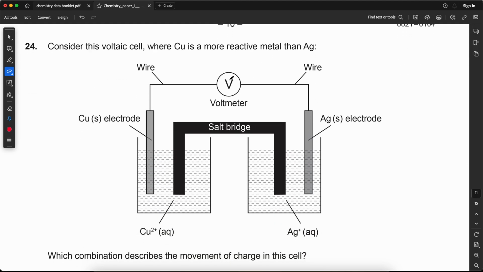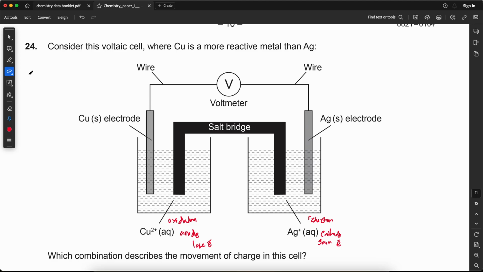Consider this Voltaic cell where Cu is a more reactive metal than Ag. If it's more reactive, then it should be oxidation, right? So if it's oxidation, then it will be at the anode. This one will experience reduction at the cathode. Lose electron, gain electron. Okay?